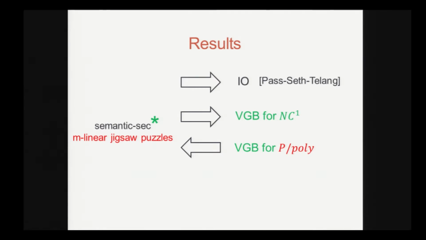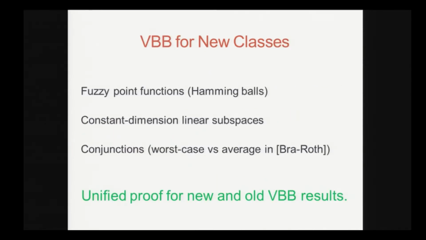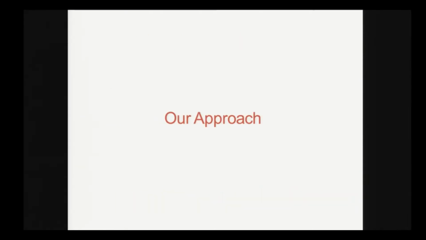Now, another interesting thing is that using our techniques, we can actually show that for some classes of functions with specific properties, you can actually also get virtual black box obfuscation, not only VGB. Examples include Hamming balls, constant dimension subspaces, and conjunctions, which are things that we did not know to be VBB obfuscatable before. In the paper, we give more careful characterization of the required properties. And another interesting thing is that we actually get one unified proof for all the VBB obfuscators that we have, both the new ones and also the existing ones in the literature. Okay, so in the remaining time, let me tell you a little bit about our approach.